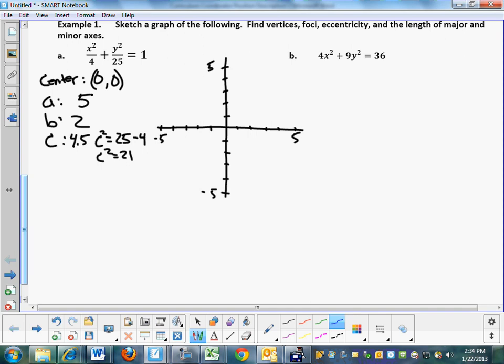So I'm going to start by plotting the vertices. How many units is it stretched in the vertical direction? 5 each way. So I go up 5 and I go down 5. How many units is it stretched horizontally? 2. So I go over 2 on each side. And then I draw my ellipse to the best of my ability. Not hard to do. And I'm going to plot my focus points, my foci. It's about 4.5. I'm going to put that one there. Put that one there.